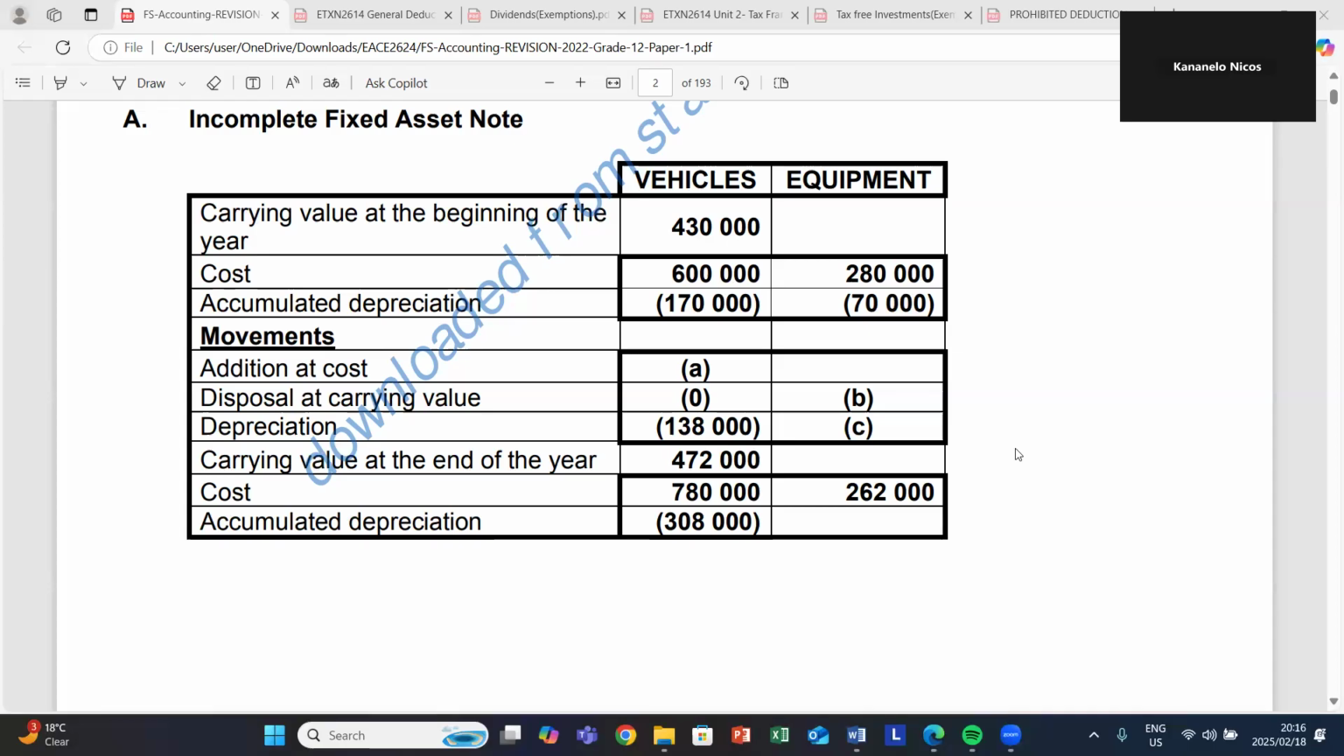So on our question there, we had to calculate our additions at cost. Before we deal with this one, is there anyone who has a clue on how we can calculate our additions at cost? Maybe try it or attempt it. Remember, no attempt is incorrect.